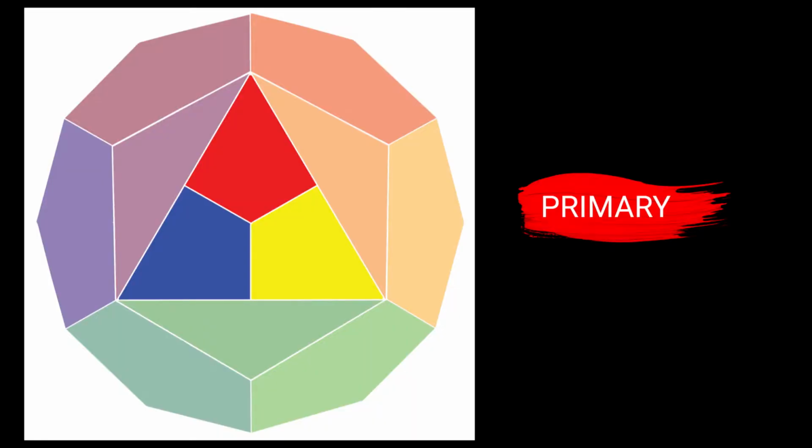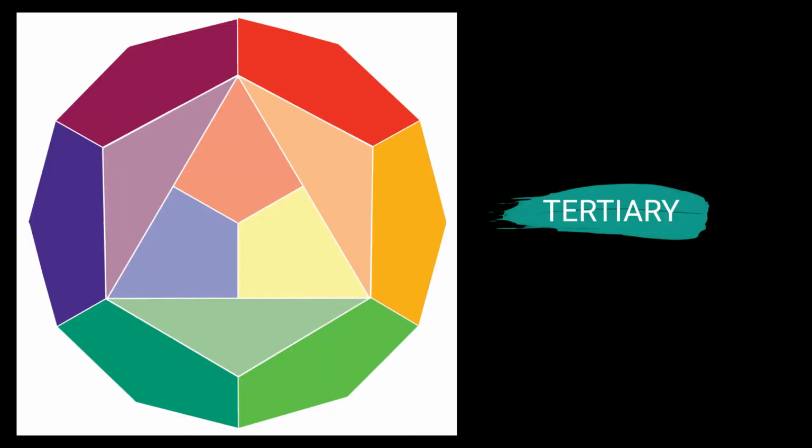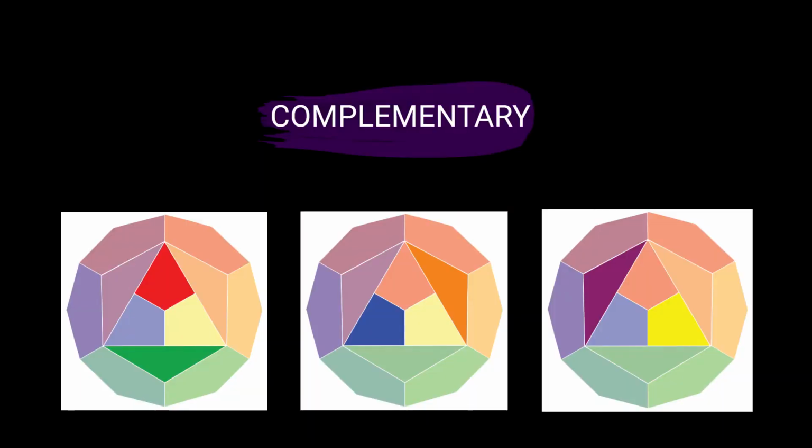The primary colors are red, yellow, blue. The secondary colors are orange, green, purple. Orange is created by combining red and yellow, green by combining yellow and blue, and purple by combining red and blue. Tertiary colors are created by combining one primary color with one secondary color. Combine red and orange to get red-orange, and so on. But colors go beyond primary, secondary, and tertiary.